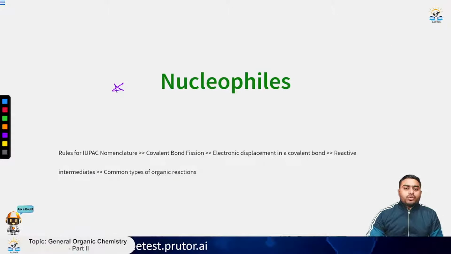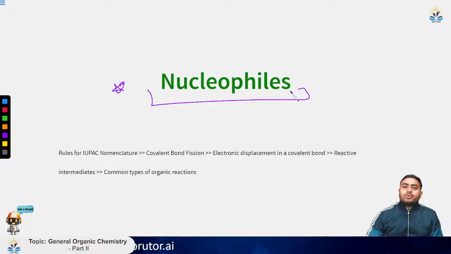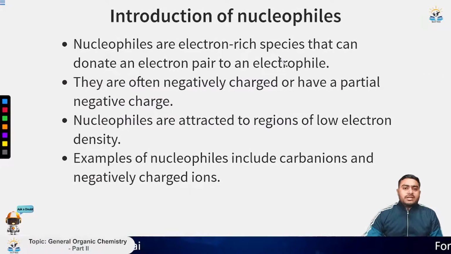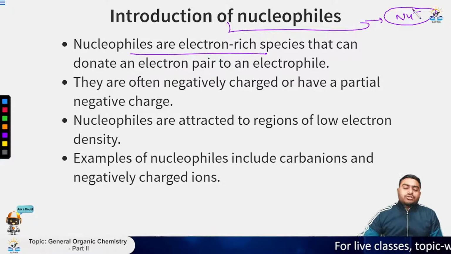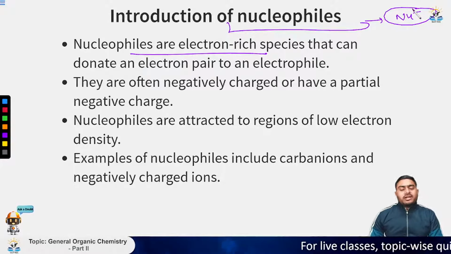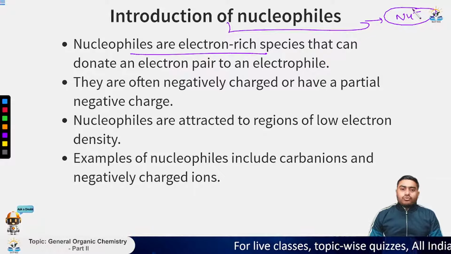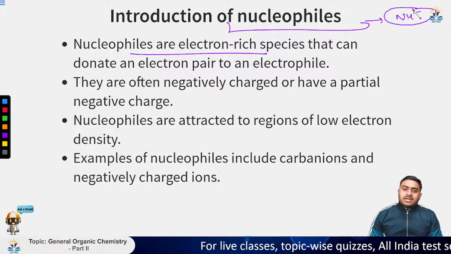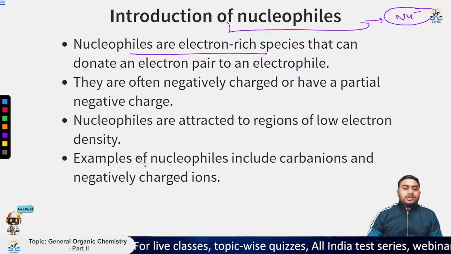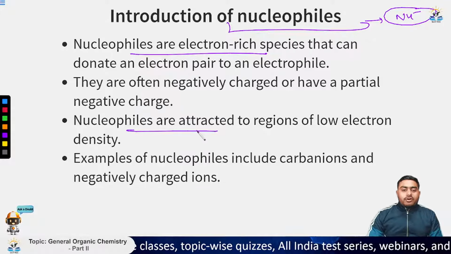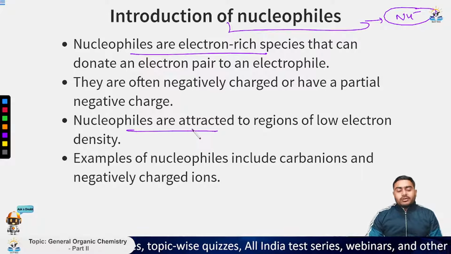Let's move to the nucleophiles. Nucleophile means, nucleo means nucleus, phile means loving. So nucleus loving species. Nucleophiles are electron rich, that can donate an electron pair to an electrophile. They are often negatively charged or have a partial negative charge. Okay, and they can also be neutral. That means nucleophiles are attracted to regions of low electron density.